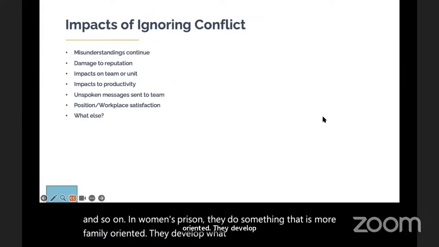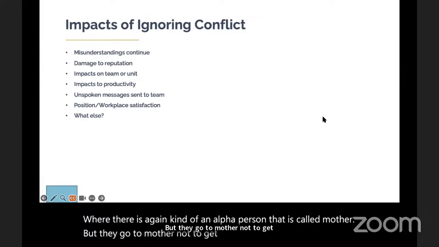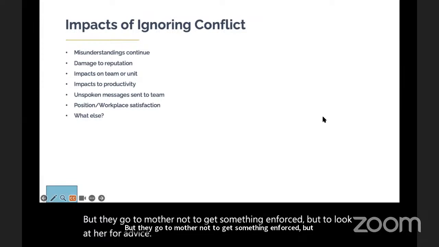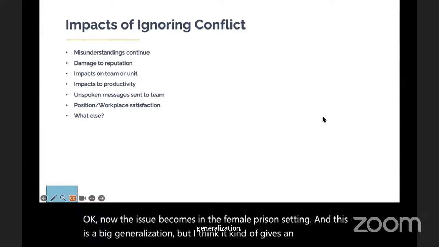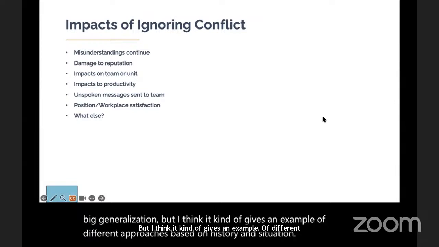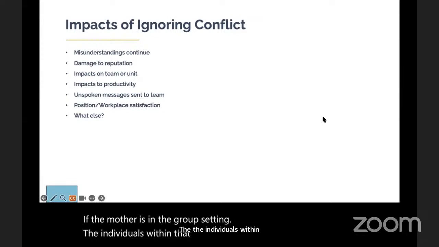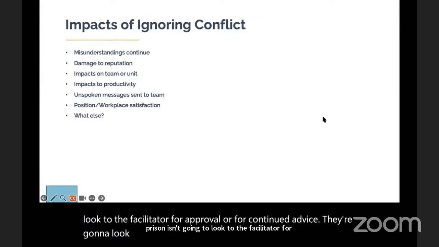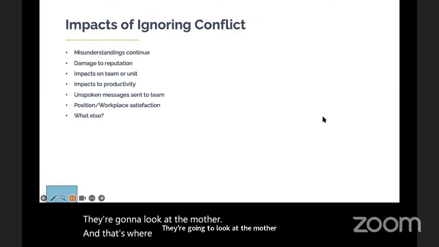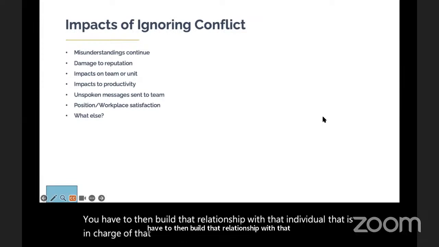They develop what you would call families, where there is again kind of an alpha person that is called mother, but they go to mother not to get something enforced, but to look to her for advice. Now, the issue in the female prison setting, and this is a big generalization, but it gives an example of different approaches based on history and situation: if the mother is in the group setting, the individuals within that family system in that prison aren't going to look to the facilitator for approval or continued advice. They're going to look to the mother. And that's where, in this type of situation, you have to build that relationship with the individual who is in charge of that group. The same thing occurs in men's prisons.